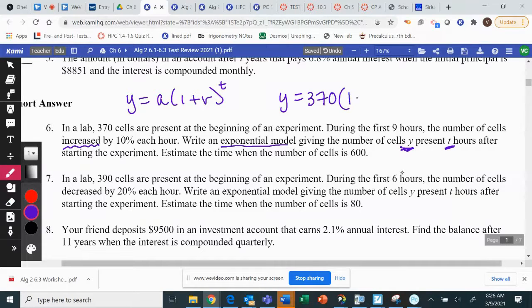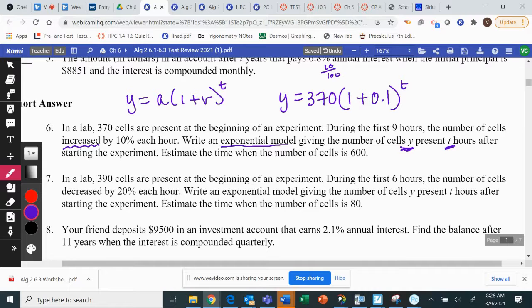And then we're going to add the rate. So Ariana, the rate. It would be 10 over 100, so 0.1. Perfect. And then we do that to the t.